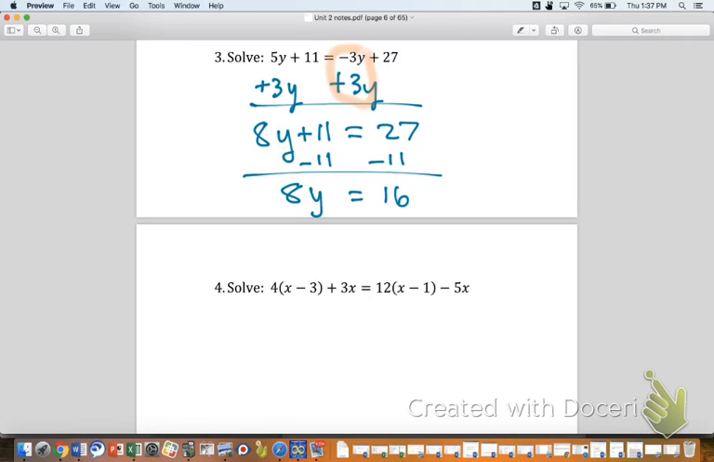Coy, how would you finish this one? You would divide them by 8. Yep, divide both sides by 8. There we go, giving us a final answer of y equals? All right, so that's our proposed solution.